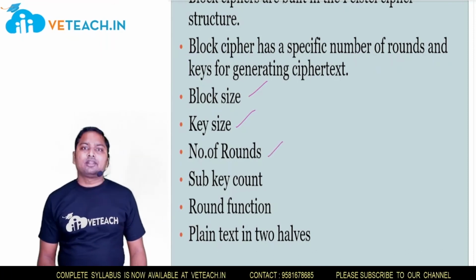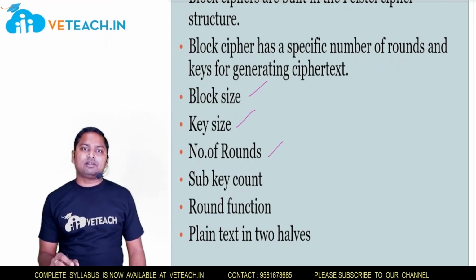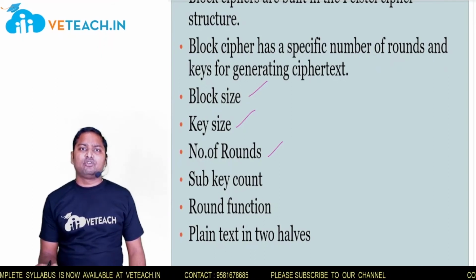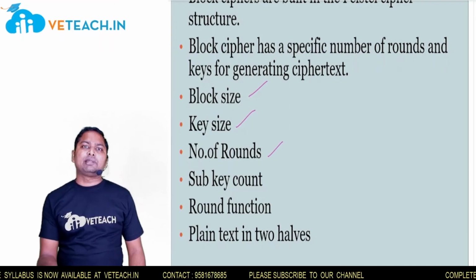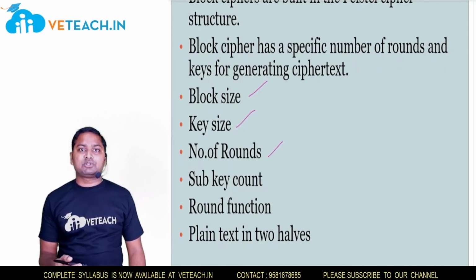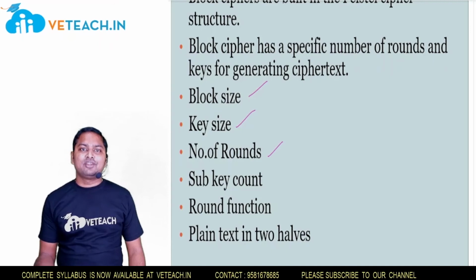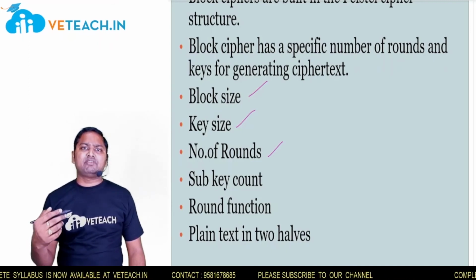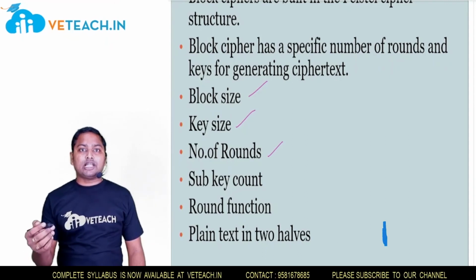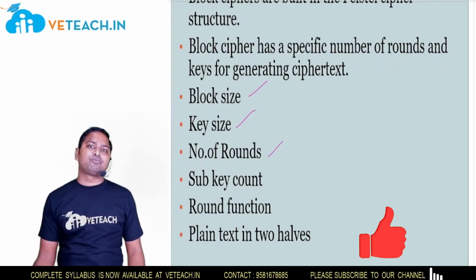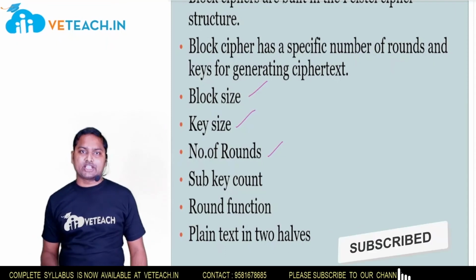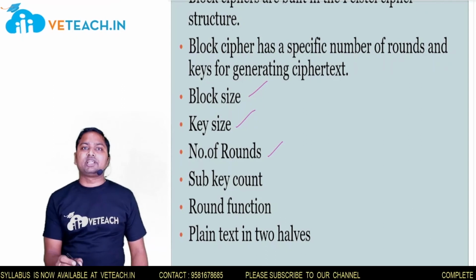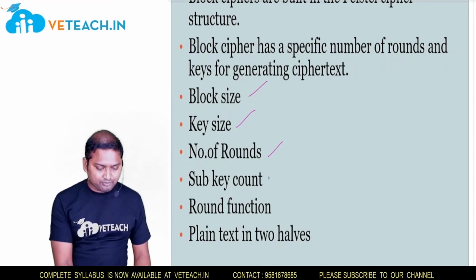The third one is the number of rounds. How many rounds do you need to generate? Sometimes if the plain text is very small, you can implement 4 rounds. If the plain text is larger, you implement 8 rounds. If the plain text is very, very large data, then you can implement 16 rounds also. So the major thing is the plain text. The key size, number of rounds, everything depends on the plain text.